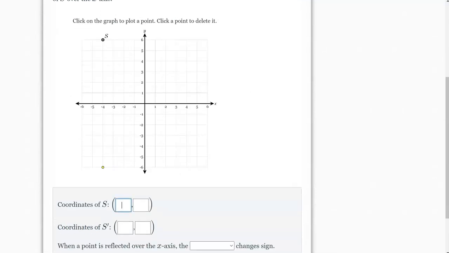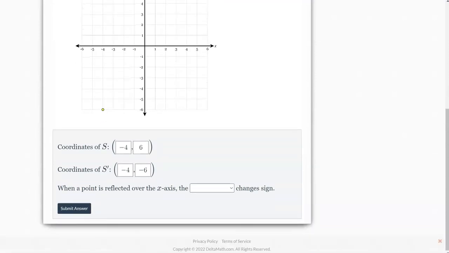The original coordinates are -4, 6. But the new yellow coordinate is -4, -6. So they want you to observe what happened with the numbers. Did anything happen with the x number? Nope, the x coordinate stayed the same. Did anything happen to the y coordinate? Yes, there was a slight change.